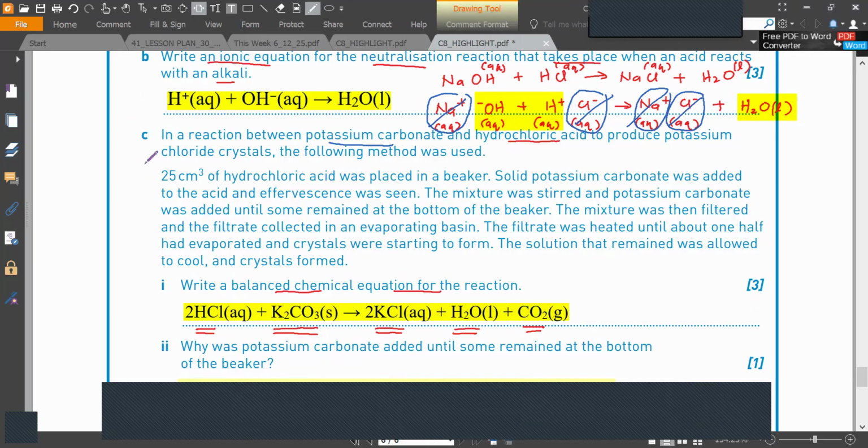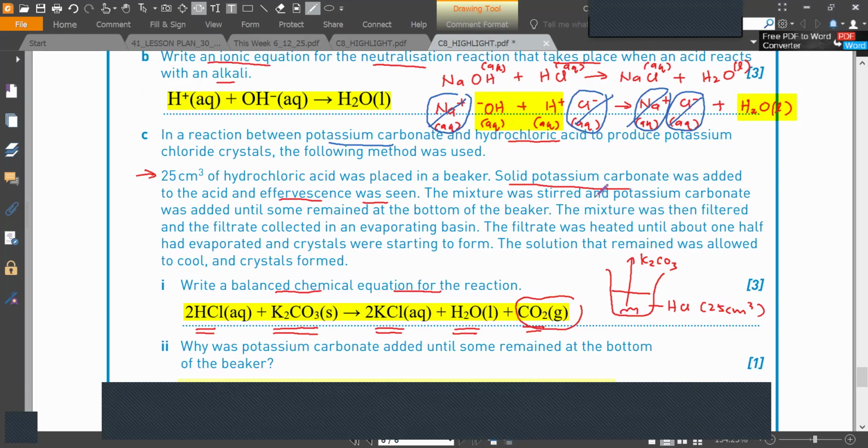Let's look at the method. 25 cm cube of hydrochloric acid was placed in a beaker. So first we put the hydrochloric acid in the beaker, 25 cm cube, and then we add solid potassium carbonate. Effervescence was seen. Bubbling, which makes sense because it produced carbon dioxide.